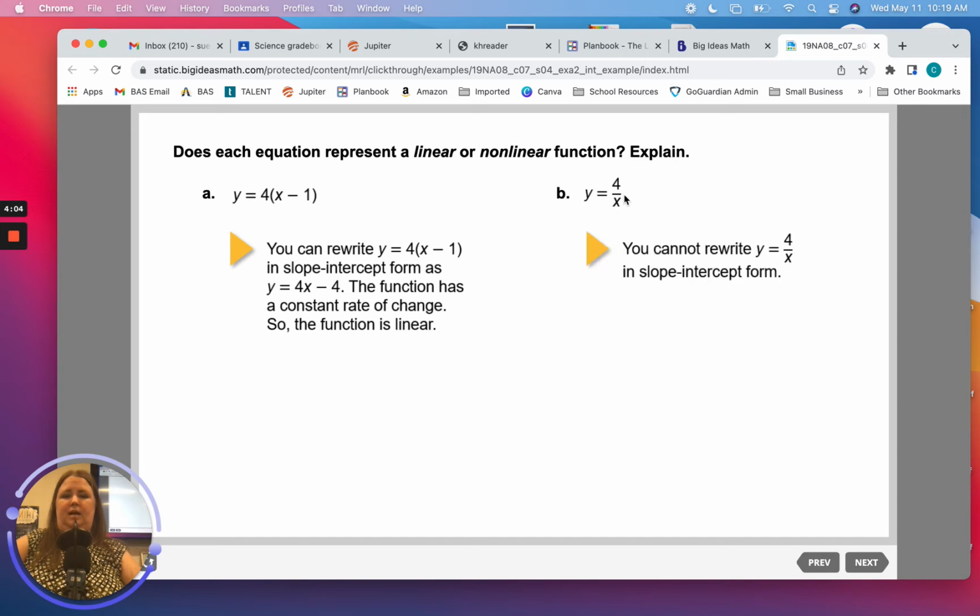So this one cannot be rearranged. It's just, it is what it is. So this one would be considered not slope-intercept form. So it's not a constant rate of change. So it's nonlinear. It's going to be another curved graph.